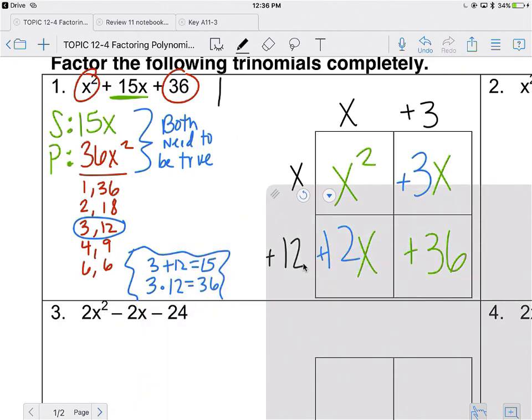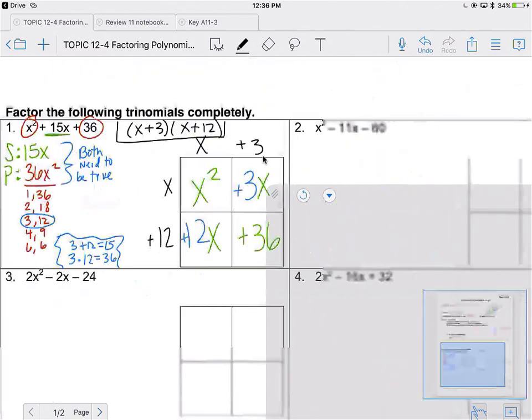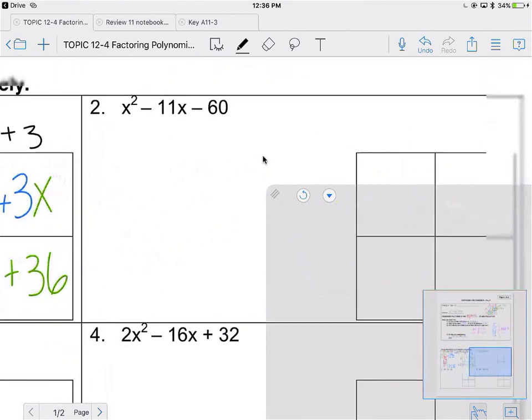So when I factor, I'm working backwards, so I'm looking for my top and my side parentheses. Remember, I'm not looking to fill in the box. I have the ability to fill in the box. I need to unfill in the box and figure out my top and my bottom factors. So let's look at another example.